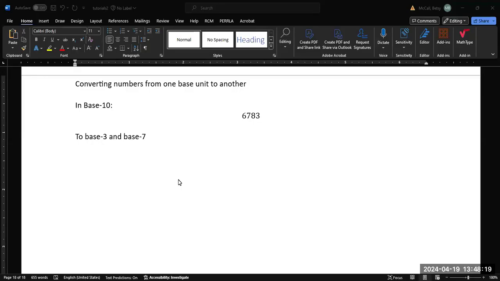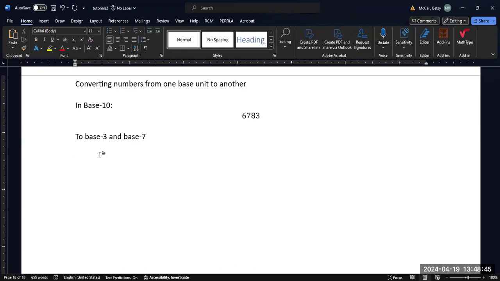Okay, so in this video, we're going to be looking at how to convert from a number in base 10 to both base 3 and base 7. So we're going to start with base 3. The thing to keep in mind about base 3, of course, is that there's only 3 digits you can use, 0, 1, and 2. And then each of the units are essentially powers of 3.